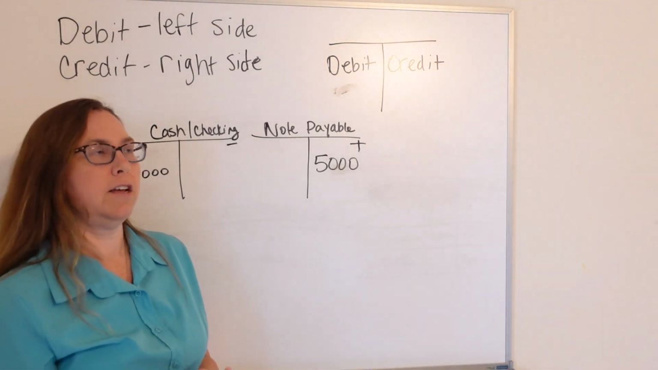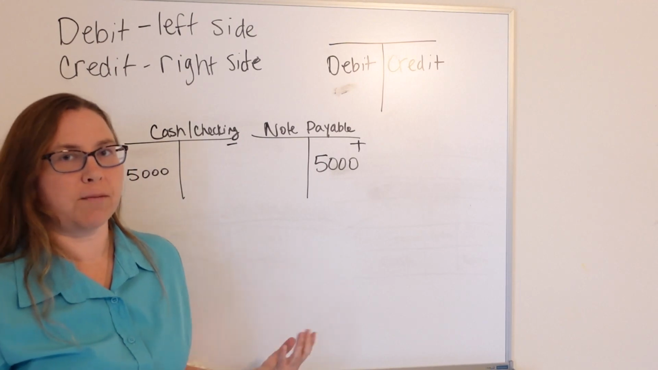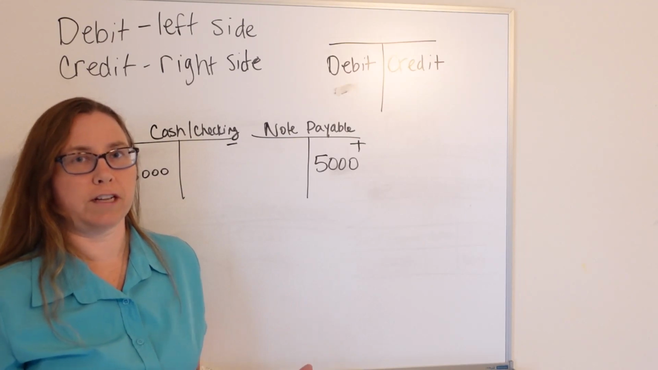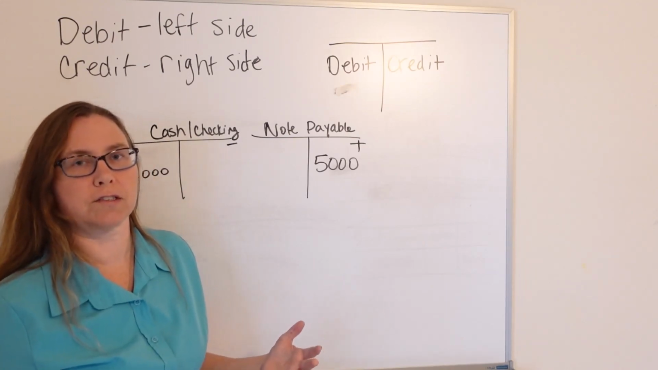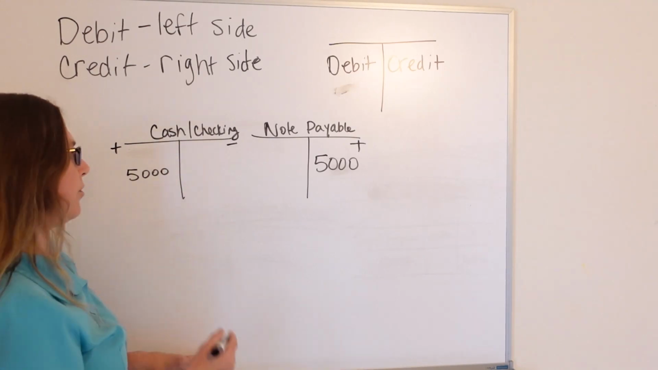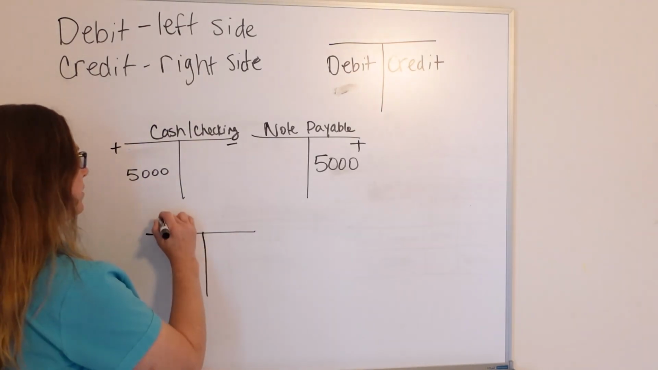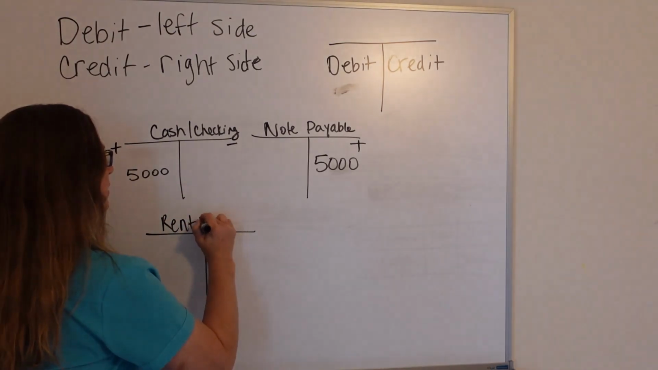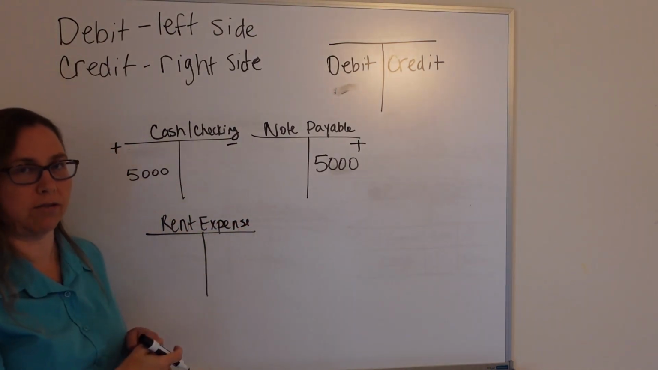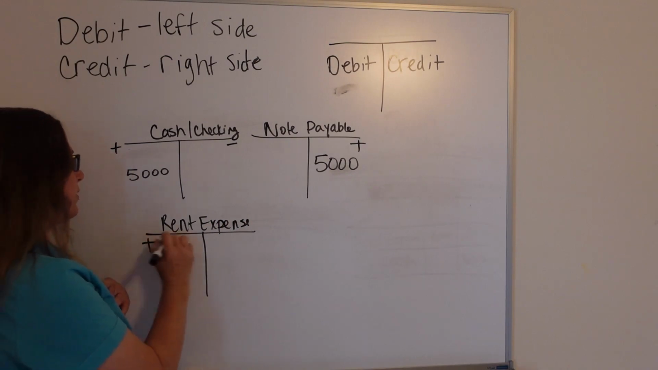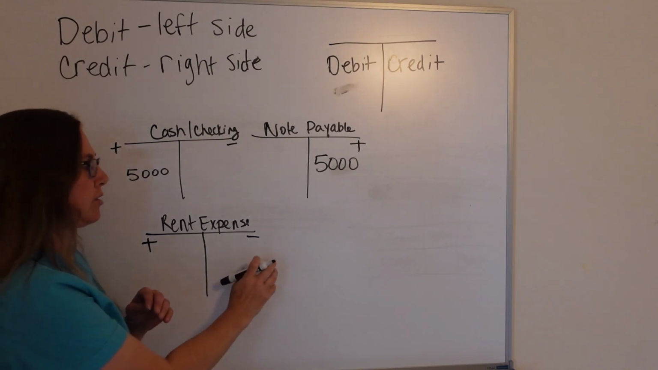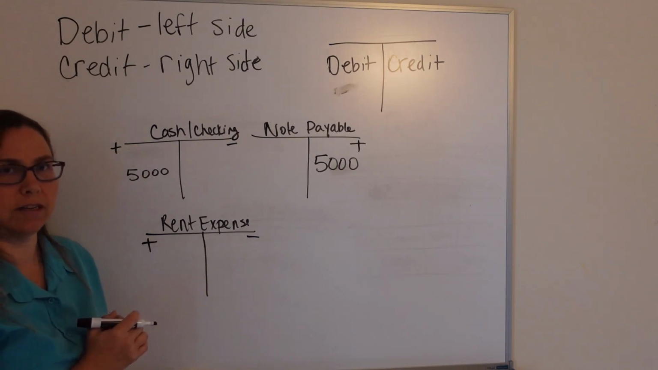Okay, let's do another example. Let's say you got this deposit, now you've got money in the bank, and you have to pay for office rent. Let's say you're renting an office, a little cubicle somewhere for $600 a month. So now we need to add a rent expense account. So for expenses, the rule is if you're adding to them, it's a debit. If you're subtracting from them, it's a credit.